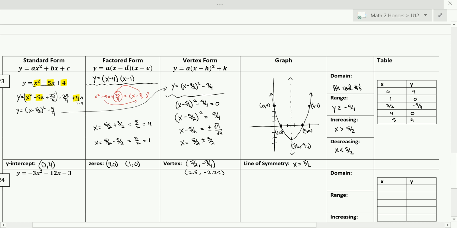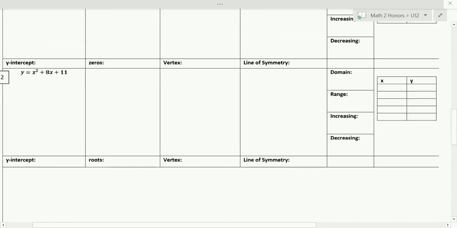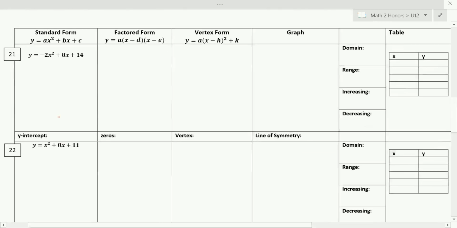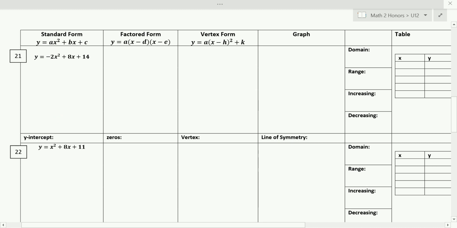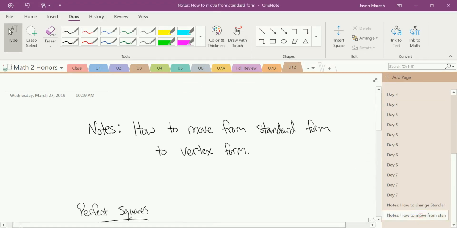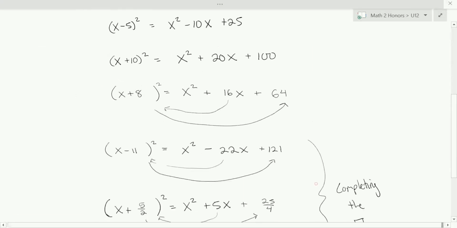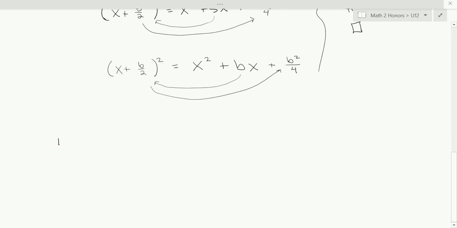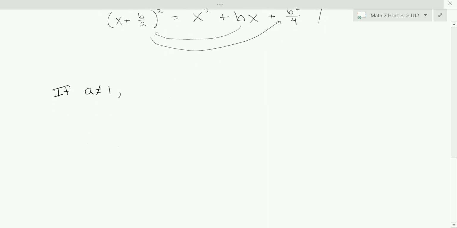All right, so I want to hit one more with you, and that's number 21. But what's different about 21 is 21 has a negative 2 in front. And so I want to go back to the original notes and talk about what to do if you have something other than 1 for a. So I'm going to switch back to our notes. So if a is not equal to 1, here's what we're going to do.